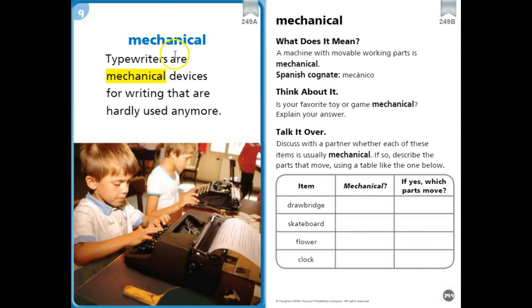Mechanical. Typewriters are mechanical devices for writing that are hardly used anymore. A machine with movable working parts is mechanical. Is your favorite toy or game mechanical? Explain your answer. With your learning adult, discuss whether each of these items is usually mechanical. If they are, describe the parts that move.